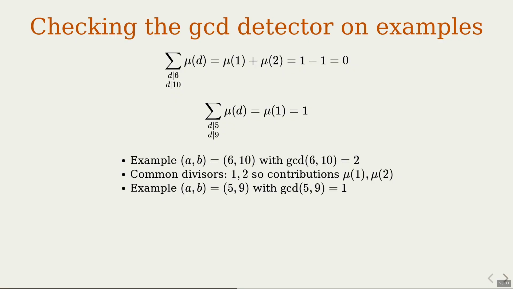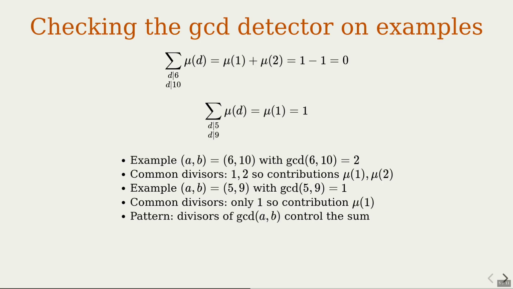I look at the GCD of a and b, and then the Möbius values on its divisors either cancel to 0 or add up to 1 depending on whether that GCD is bigger than 1 or equal to 1. Example where a is 5 and b is 9, with the greatest common divisor of 5 and 9 equal to 1. The common divisor is only 1, so we have a contribution from mu of 1.